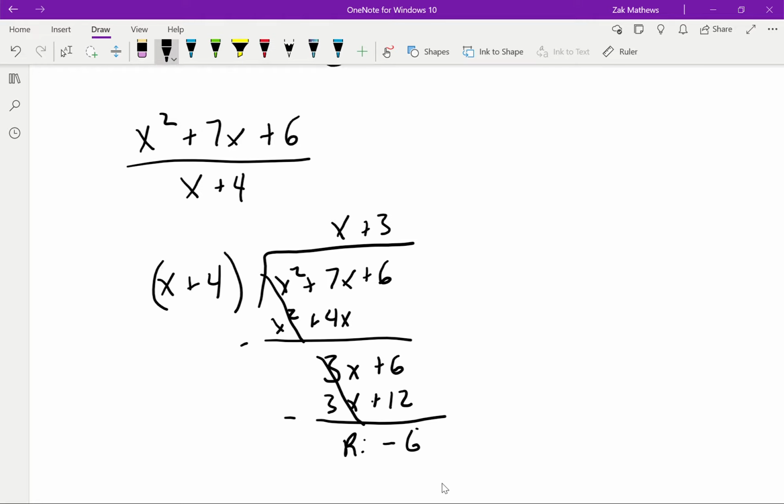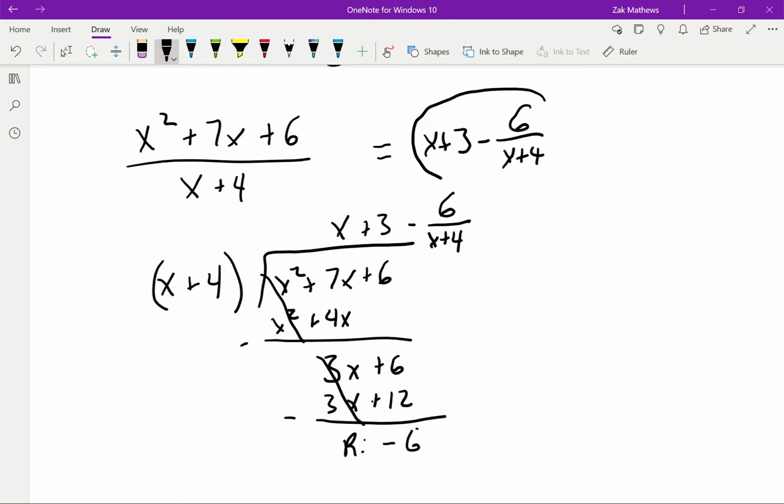We're going to write a -6 over x plus 4. And so that's our answer. When we divide these two things, we get x plus 3 minus 6 over x plus 4. And let me just go back to that fraction for a second. Where is that coming from? Well, it's simply the remainder over what we're trying to divide by. We're dividing by the x plus 4. We couldn't divide x plus 4 into the -6 anymore, so we write it as our fraction.